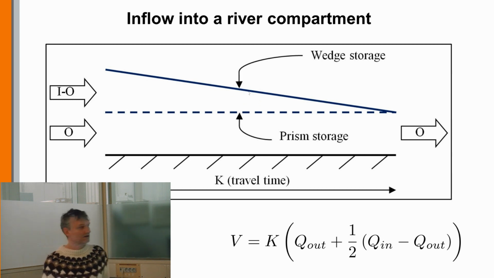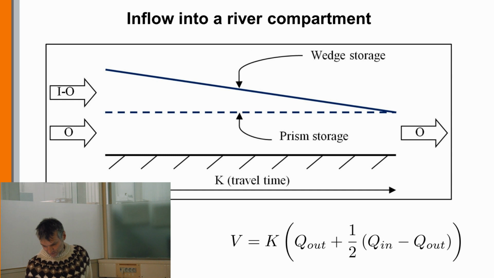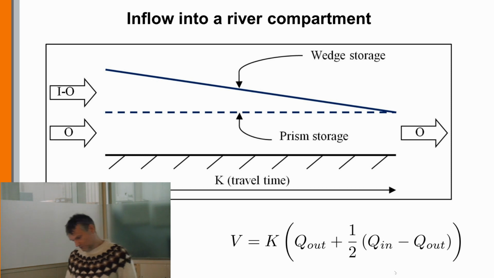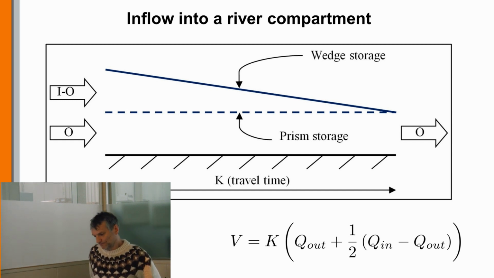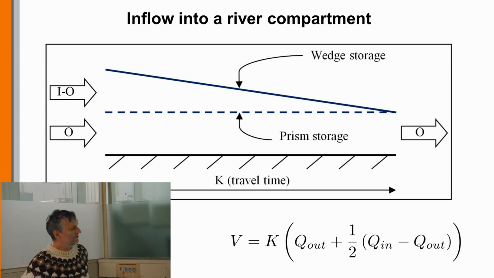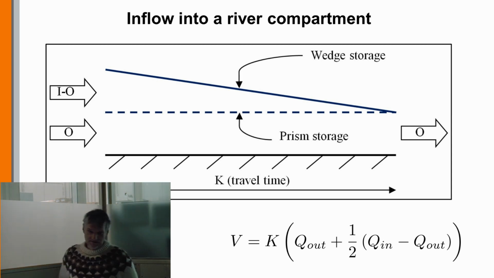Because this is a wedge, the idea is to say the total volume in this part of a river can be calculated as K times the outgoing flux, plus the difference, which I have to weight with 1/2, because when it's a very small compartment, then it's a triangle. Ladies and gentlemen, I think this is very old-fashioned. This has nothing to do with hydraulics.